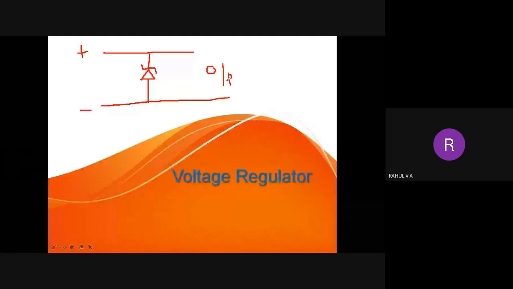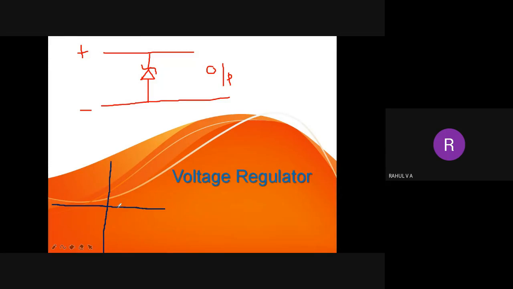Okay, reverse bias. Okay, so there is a specification, or I can say I can draw a waveform. So I am drawing the characteristics waveform of Zener diode. So in the forward bias condition, it will exactly work like a normal diode.